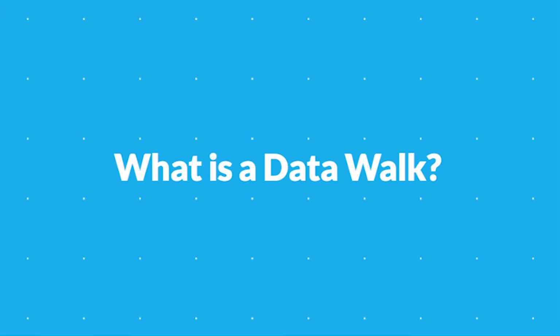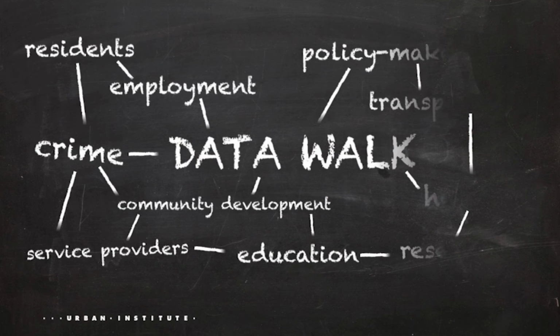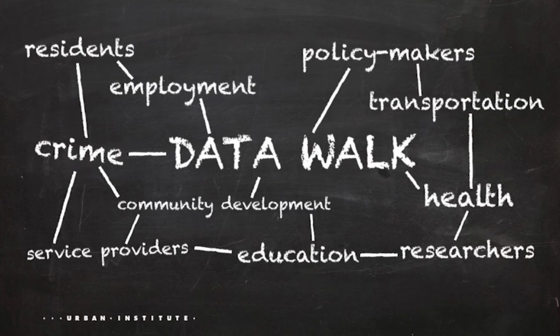So we created a data walk. But what is a data walk? A data walk is a convening geared towards community stakeholders like residents, service providers, policymakers, and researchers to review community data and research findings in an accessible and meaningful way. The idea is to create a user-friendly experience where all stakeholders can share, analyze, and make use of data jointly. The goal is to empower stakeholders so that they are involved in key decisions regarding policy creation and program administration.